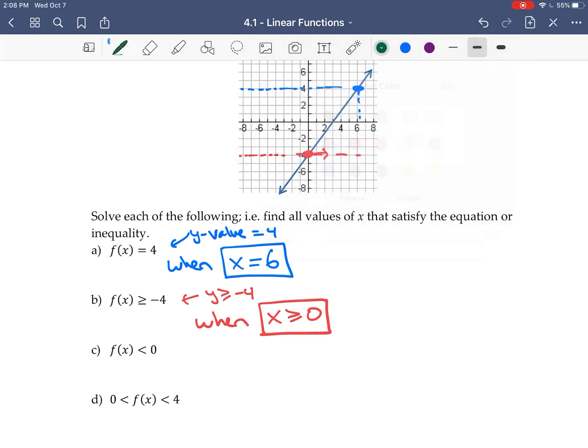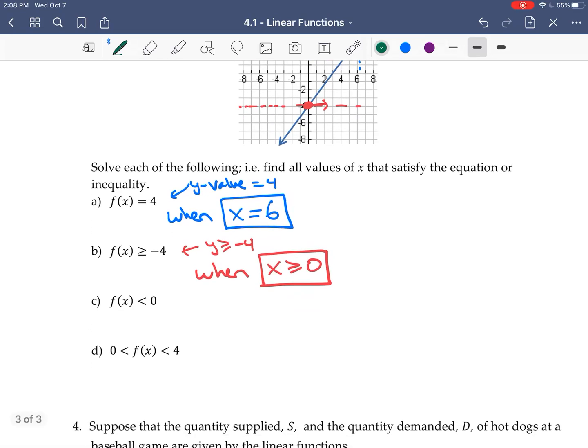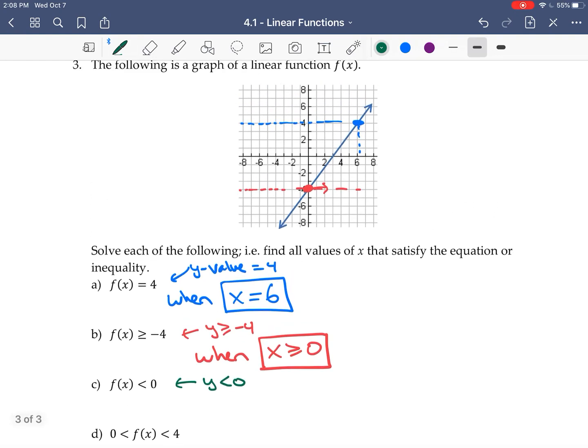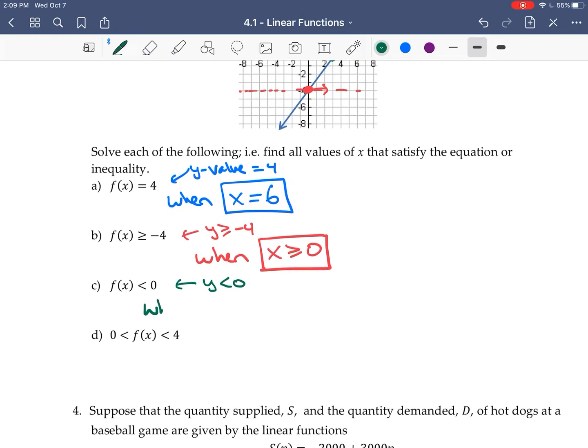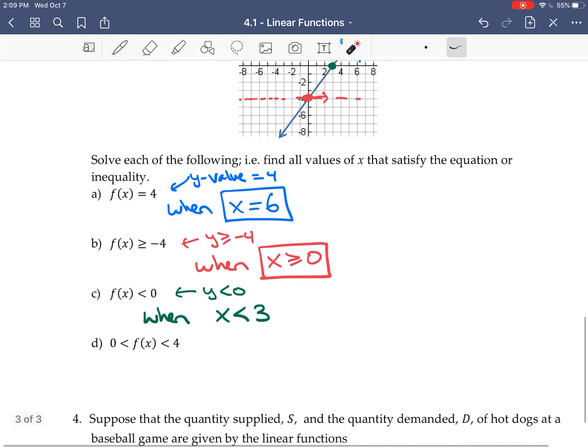Okay, now we want to know where is f of x less than 0. So this is when the y value is less than 0. Now the y value equals 0 at 3, and it's less than 0 when it's below the x-axis. So that's when x is less than 3. Now I'm not including 3 because it equals 0 at 3, and the inequality here is strictly less than. In part B, we had greater than or equal to negative 4, and it was equal to negative 4 at 0, which is why I included 0 there.